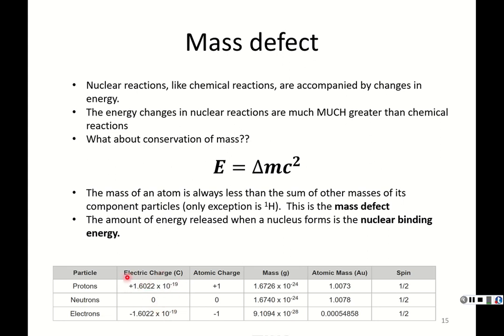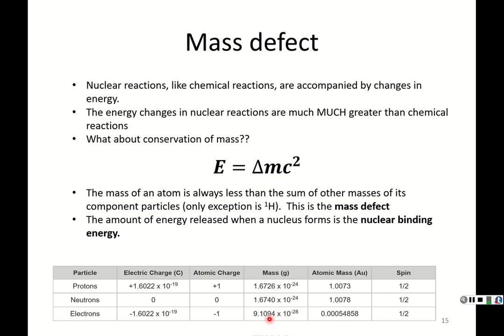In terms of electric charge, a proton is plus 1.6 times 10 to the minus 19th coulombs, and an electron is the same magnitude but negative. We just call that the atomic charge: a plus 1 atomic charge for the proton and a minus 1 for the electron. In the unit of coulombs, this is what that would be. And neutrons are neutral, so they're zero.